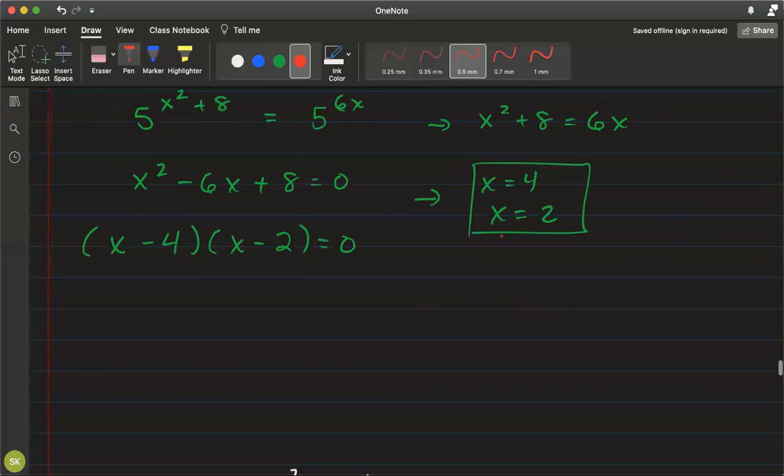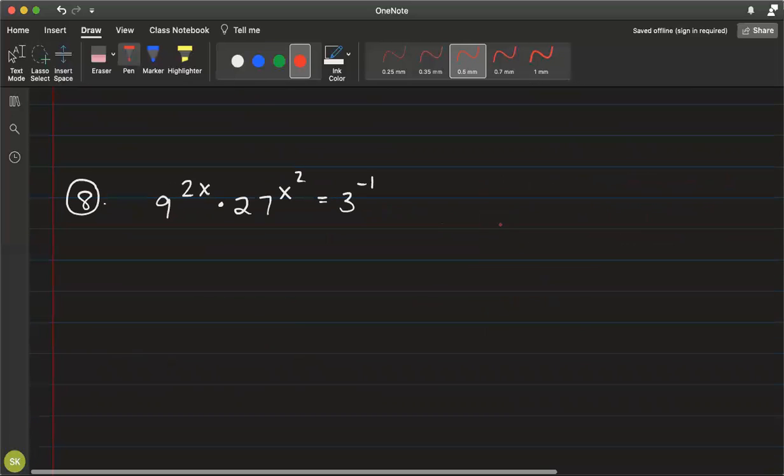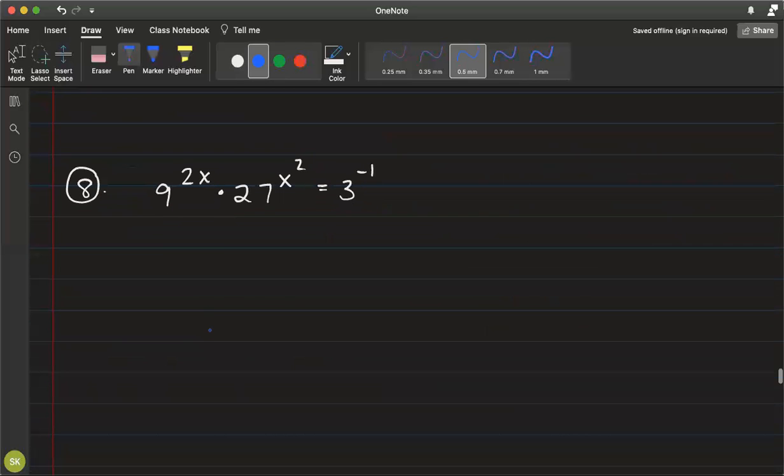Okay, I'm going to move on. Here's problem number 8. We have 9 to the 2x times 27 to the x squared is equal to 3 to the -1. The idea for this problem is the same as what we've been doing before. We want the left-hand side to be a number raised to a power, and on the right-hand side we want a number raised to a power.